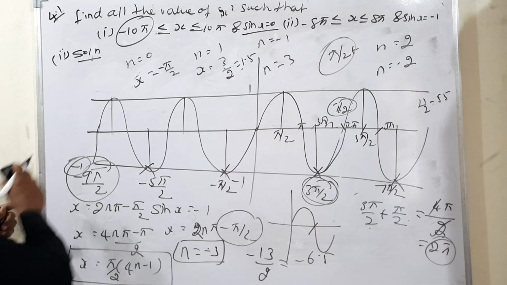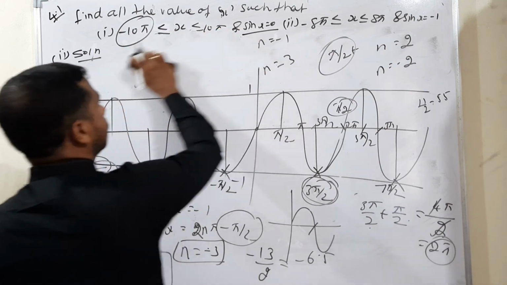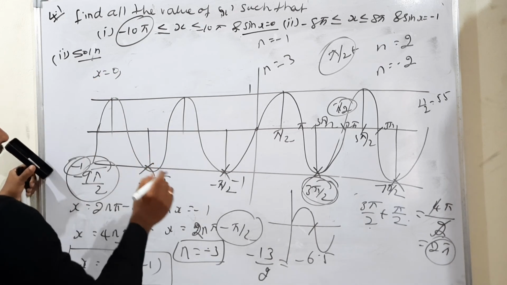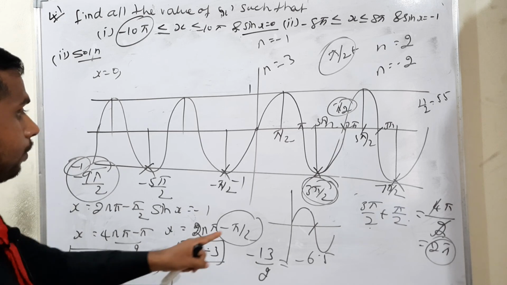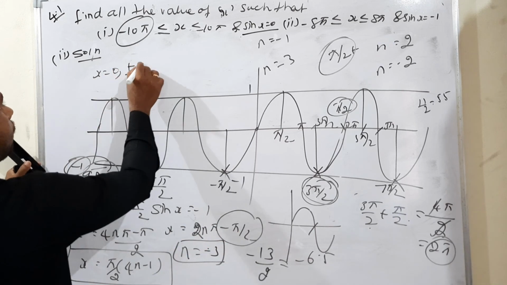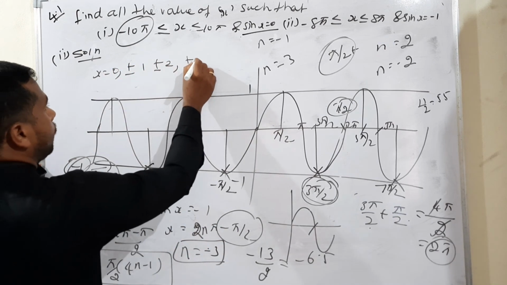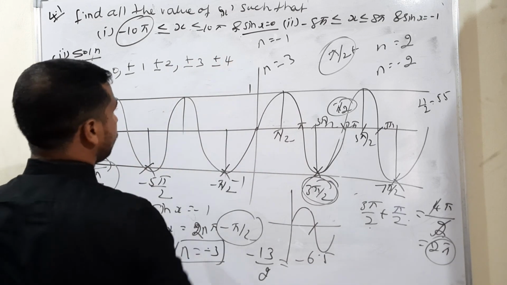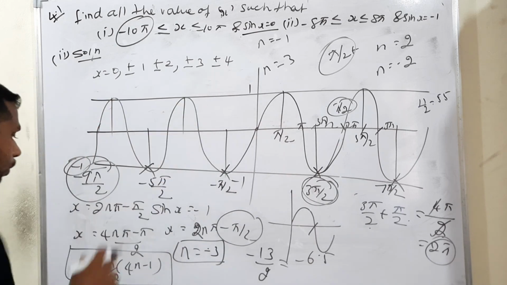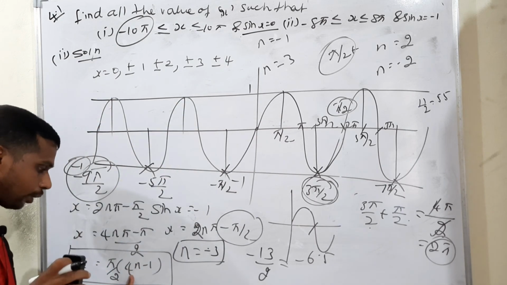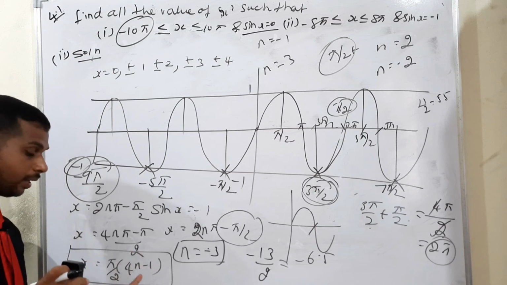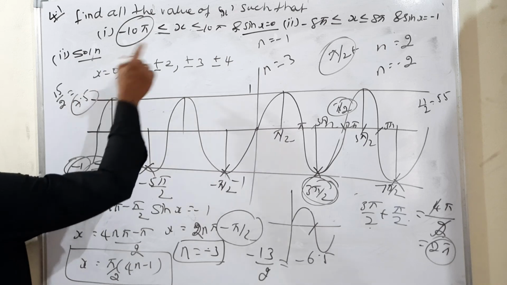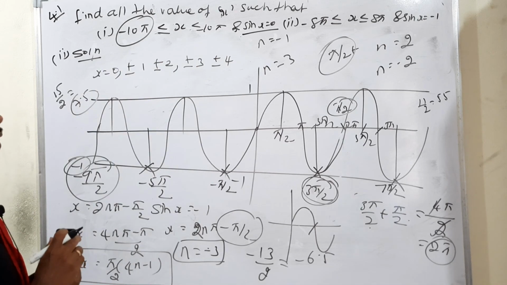Okay, suitable values: x is equal to 0, then plus or minus 1, then plus or minus 2, then plus or minus 3 also possible, but plus or minus 4 possible or not, we have to check it. If you take n is equal to 4, what will happen? n is equal to 4 means 4 into 4 is 16. 16 minus 1 is equal to 15. 15 divided by 2 means 7.5. It's suitable, it's in the domain between minus 8 to positive 8.